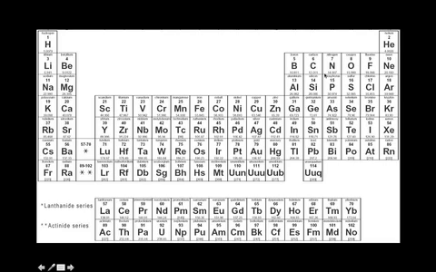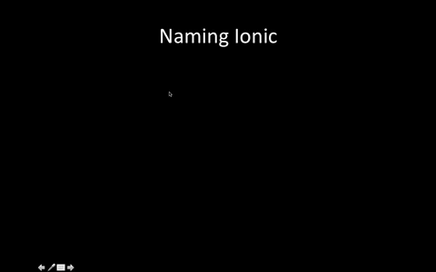So we have a lot less covalent molecules to name than we do ionic. We're going to start with the ionic then, because that's the biggest thing. Those contain the most differences and are the most difficult.